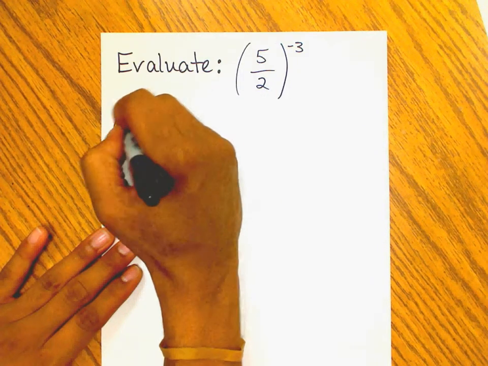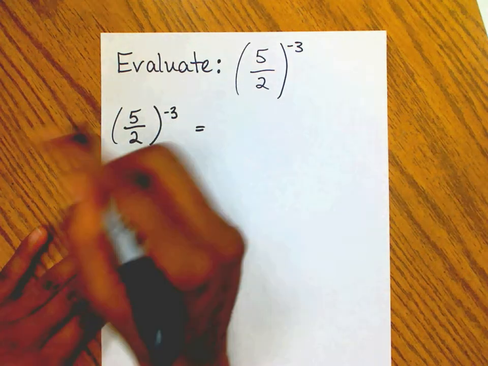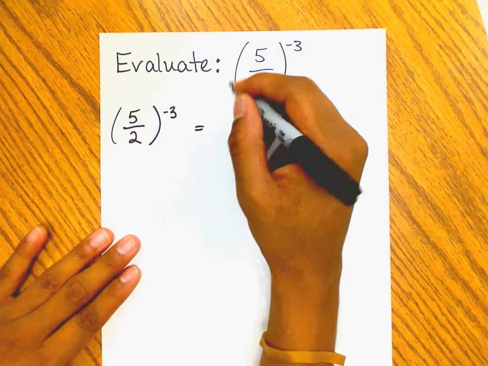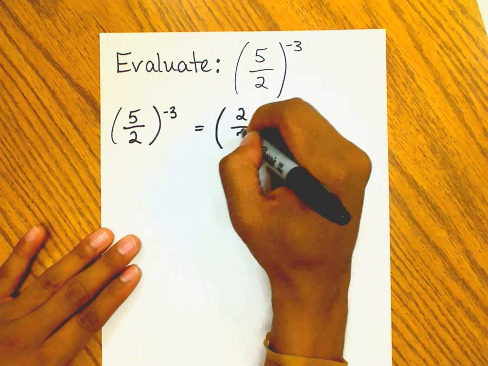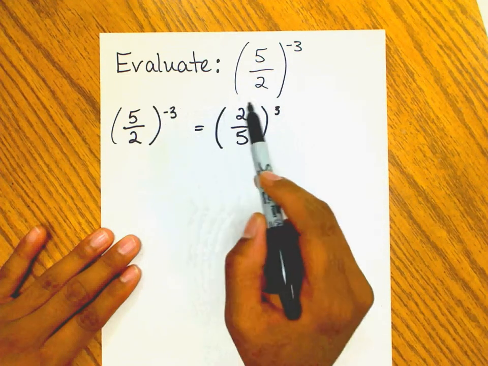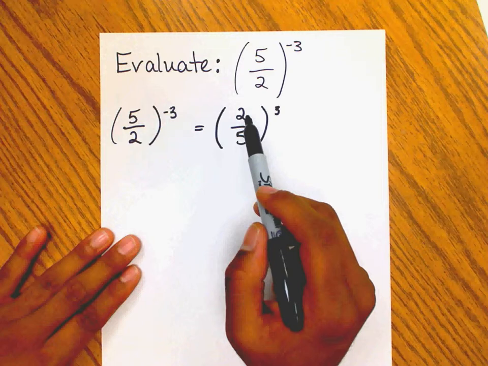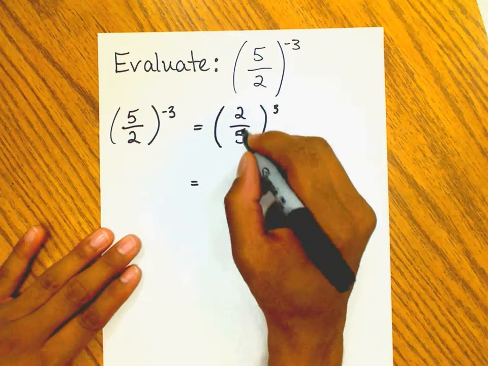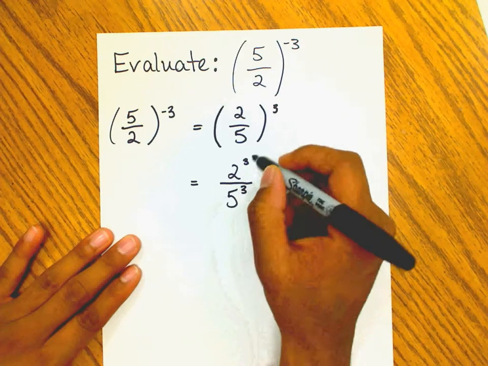First, rewrite our problem like we usually do. Now, once again, because of the negative sign, whatever's in the parentheses has to be flipped over, or the reciprocal needs to be taken. So that's what this is going to look like. Now, once I flip it, I no longer need my negative sign. Now, I can go ahead and distribute my exponent of 3 to the 2, and I'm going to distribute that exponent of 3 to the 5, and that's what this will look like. Now that I've done that, I don't need any more parentheses.